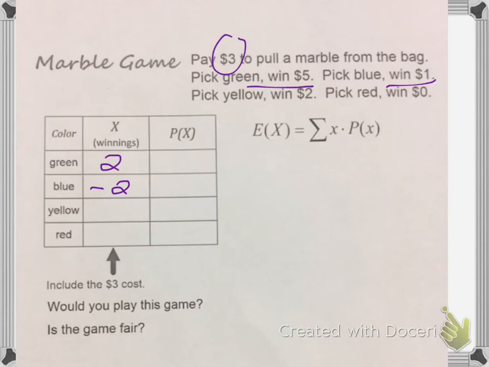So then on the next one, yellow, we win $2, but we paid $3, so that's still a negative 1. And then red, you win $0, so it actually cost you $3 to play, so you're negative. So this is not looking very promising as being a game that I would want to play, because it's not looking like I have a very great chance of winning.